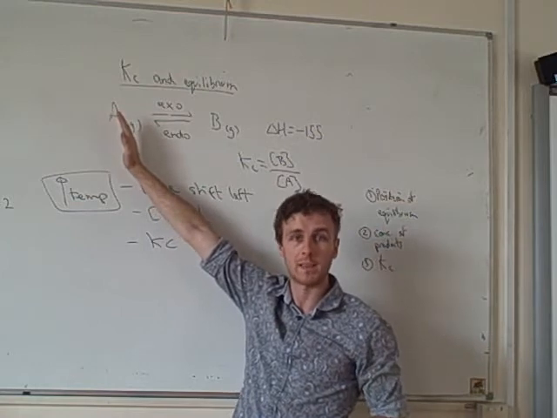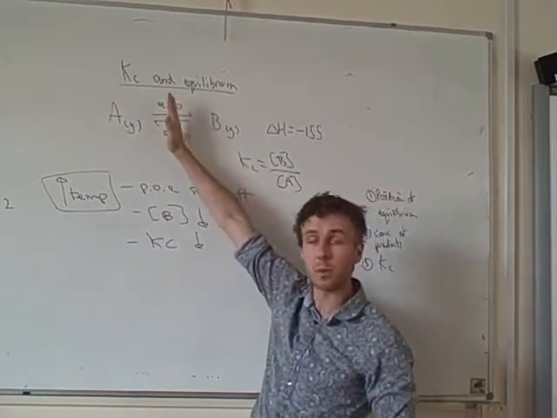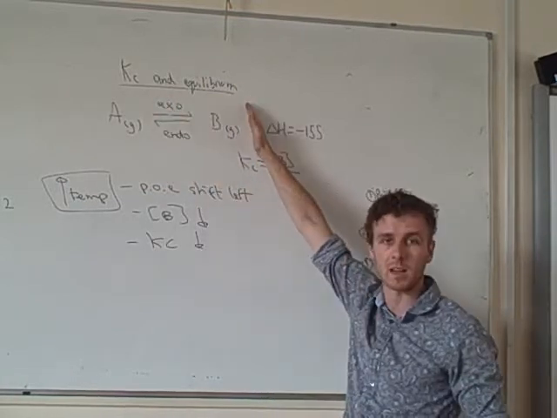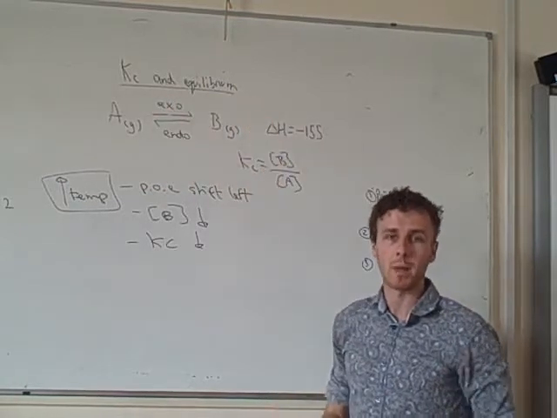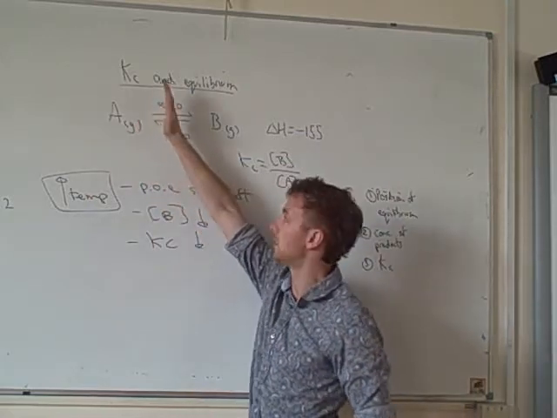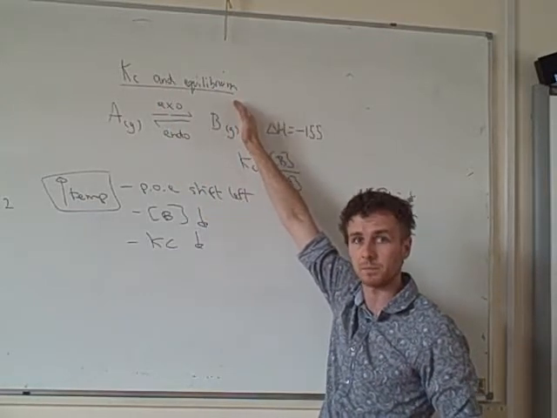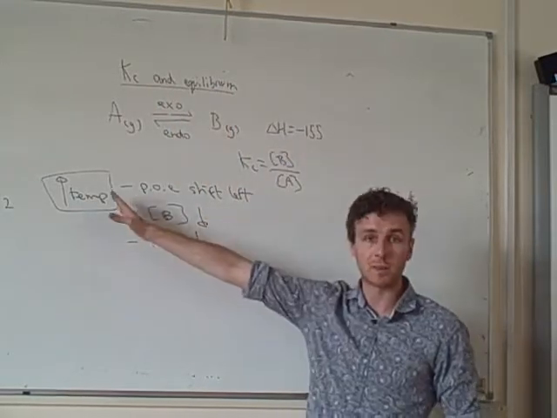Because remember, Kc is a ratio of products over reactants. If ever your position of equilibrium shifts to the right-hand side, then Kc is going to be a bigger number. So a way of thinking about it is the bigger Kc is, the more products you have, the more your position of equilibrium is shifted to the right. Okay? So that's an increase in temperature.